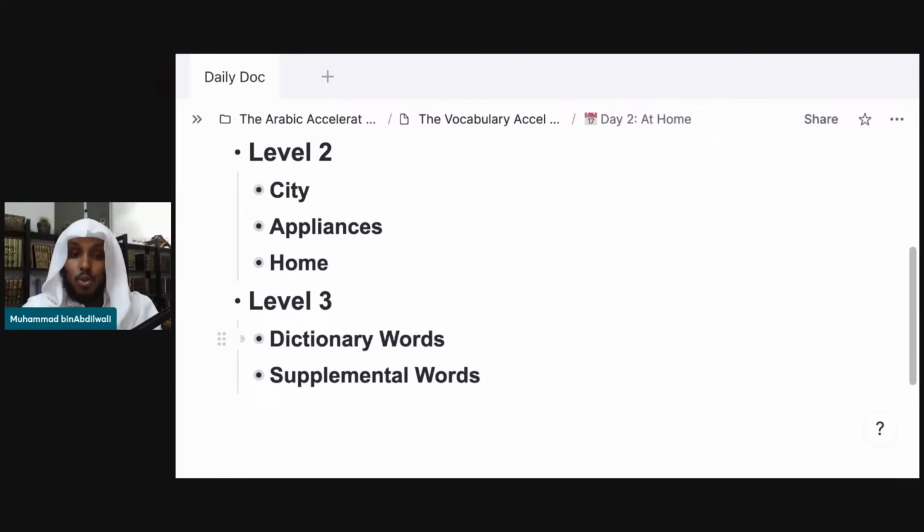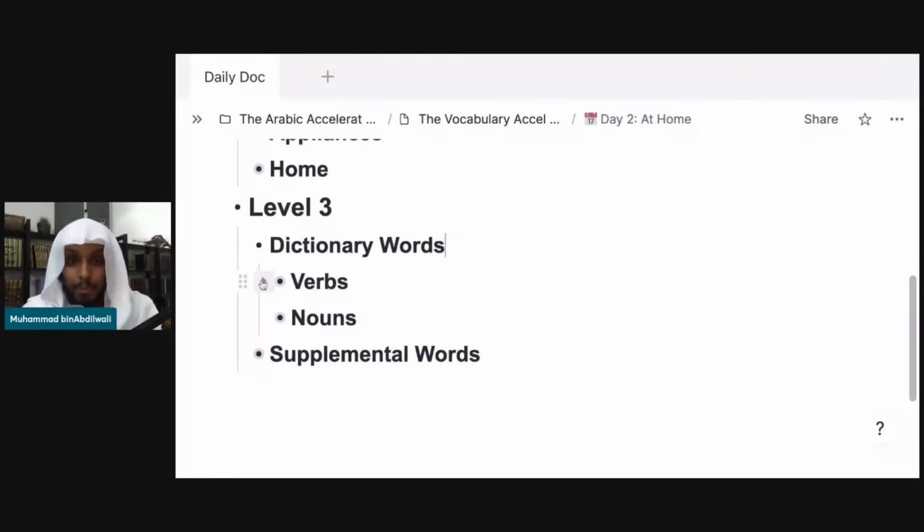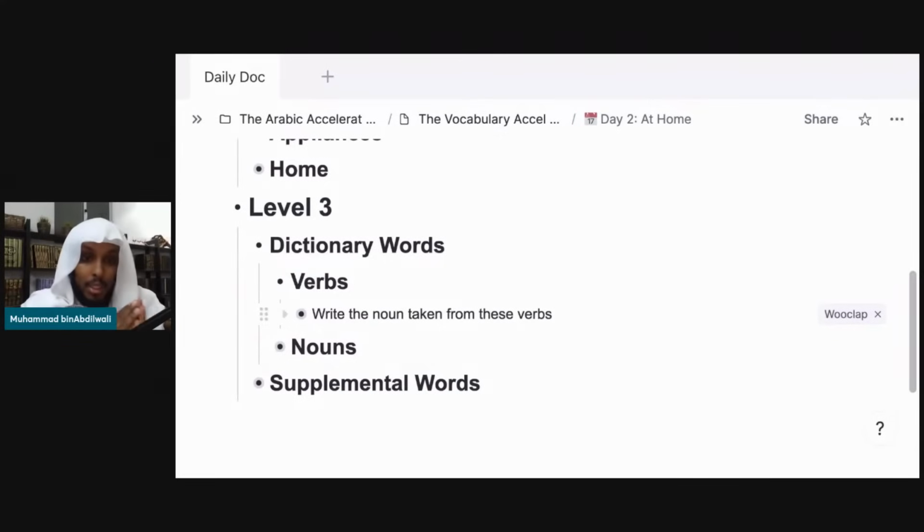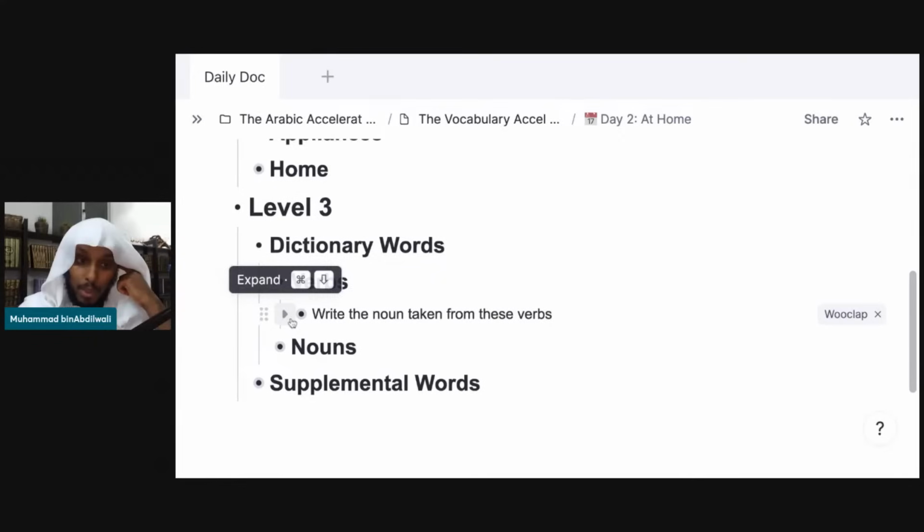So now we have verbs. Okay, sorry, let me correct that. We have nouns, certain words we've learned in Bani Yadayk that are connected to things at home. From these nouns we can take verbs, or these nouns were taken from a certain verb. So I want you to write the noun taken from these verbs. What do I mean by that?